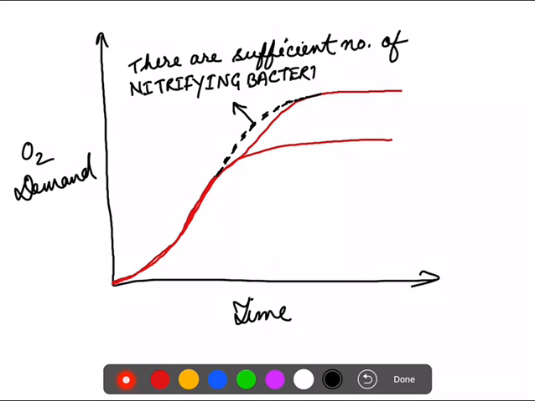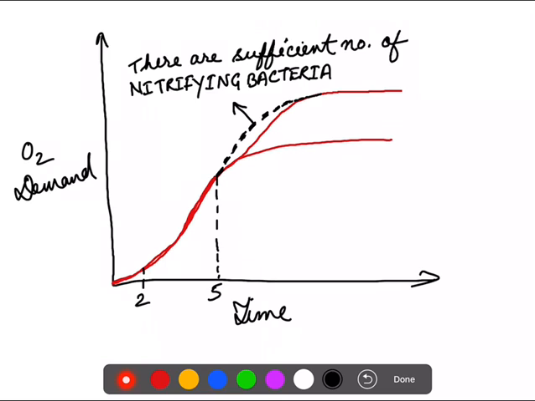So if a sufficient amount of nitrifying bacteria is present in your wastewater, then nitrification will occur from the fifth day itself. Okay, this is day 5. Nitrification can take place from day 5 onwards, and in that case you will get a graph like the dotted curve.